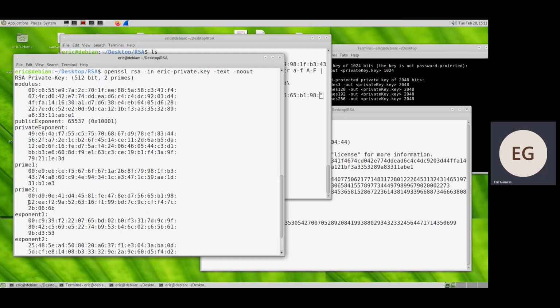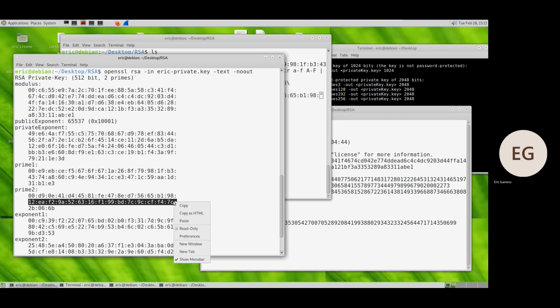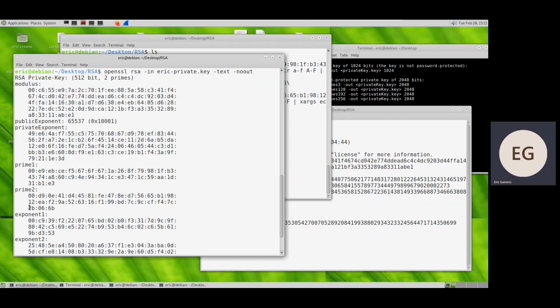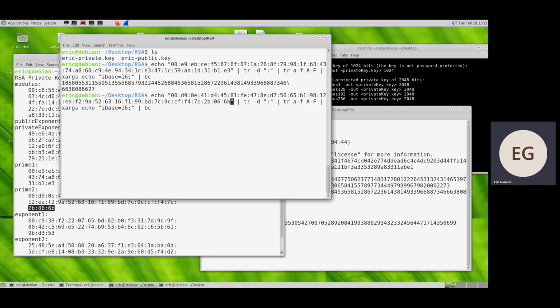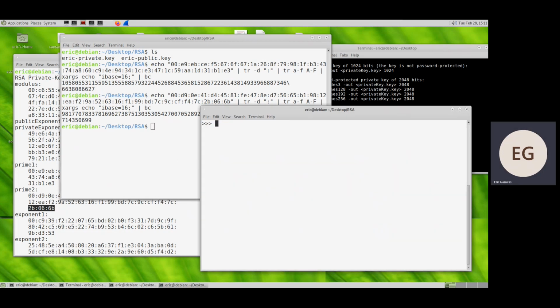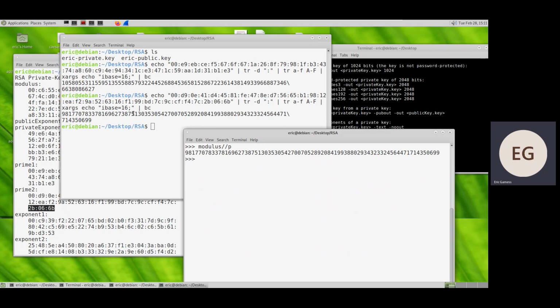So this is the first line, then the second line, then the third line of the second prime number, which is Q. And look at what we get. Let me clean here and compare it. Look at this number with this one that we get here. You see that it's the same one? So I can say Q is equal to modulus divided by P.